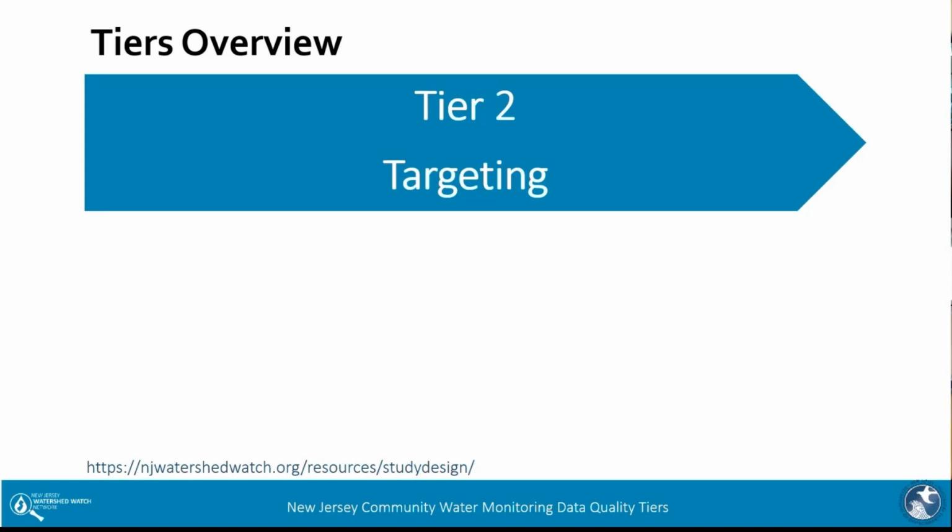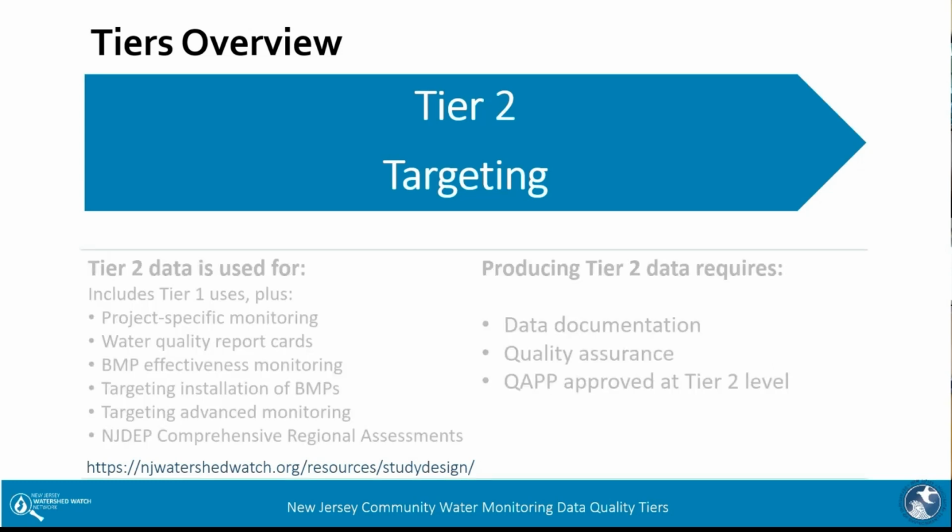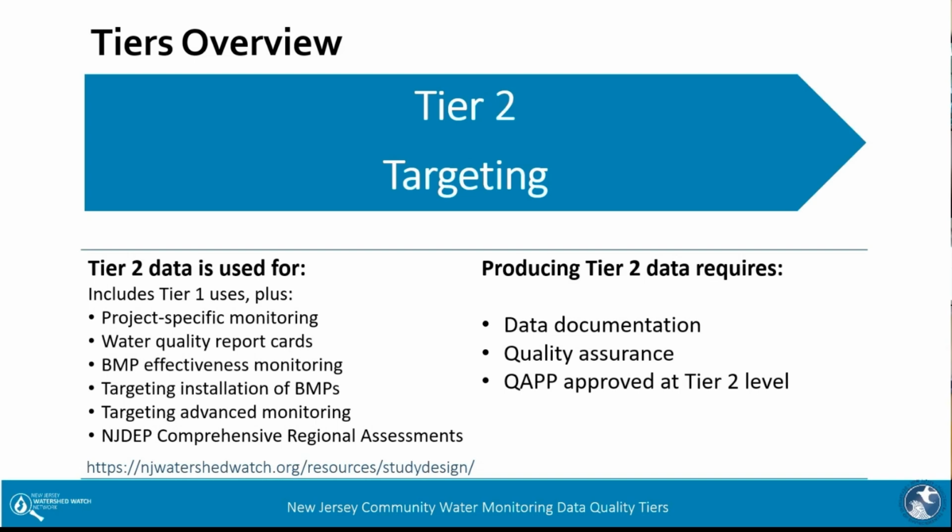With tier 2 level data, we call that targeting. And tier 2 data can be used for education, just the same as tier 1, but in addition, it can be used for project-specific monitoring and water quality report cards. So for example, best management practice effectiveness monitoring, or targeting the installation of BMPs.